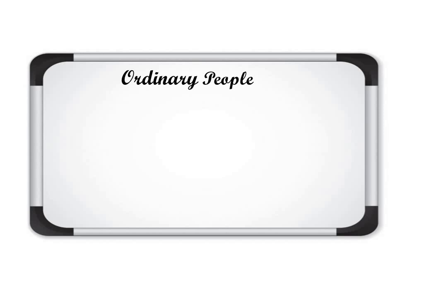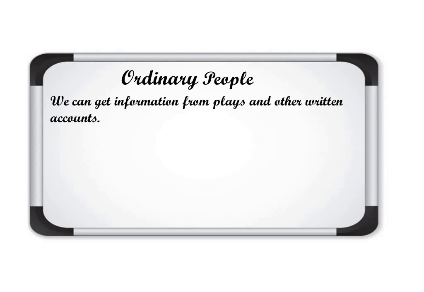Then next we talked about ordinary people. We came to know about these ordinary people from different written accounts, like Fa-Hien wrote about them, and even plays like Abhigyan Shakuntalam give descriptions. So what things did we come to know about these ordinary people? We can get information from plays and other written accounts about ordinary people.